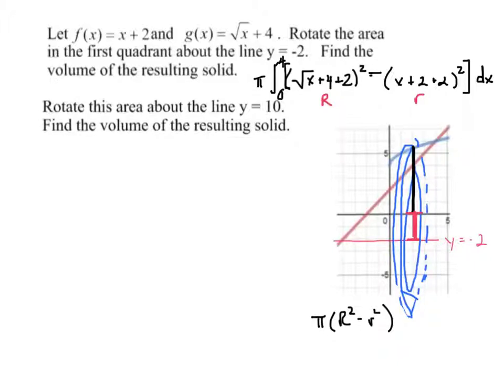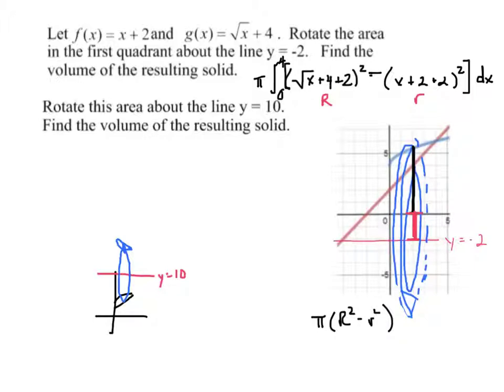Now, rotating it around the line y equals 10. Well, if I can just quickly sketch down here what I had, it looked like this. Think about going around the line y equals 10. That means that you'd end up with some shape kind of like this up here, and it would have been rotated like that.